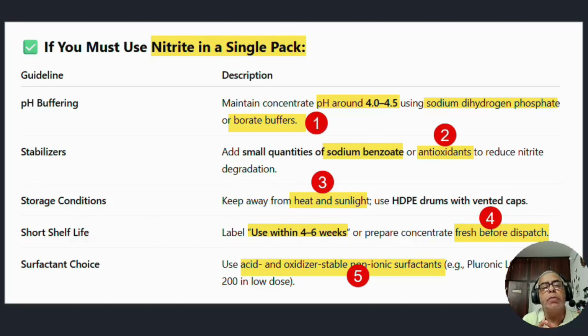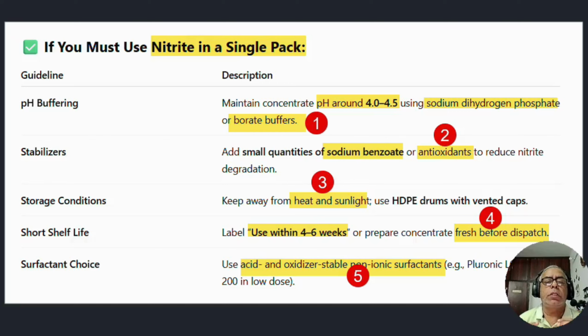For example, in the case of pH buffering, always maintain the concentrate pH around 4 to 4.5. In that case, you can use sodium dihydrogen phosphate. Don't use sodium phosphate. Sodium phosphate is Na3PO4, whereas sodium dihydrogen phosphate is NaH2PO4. So that makes the difference. And you have to use a borate buffer also.